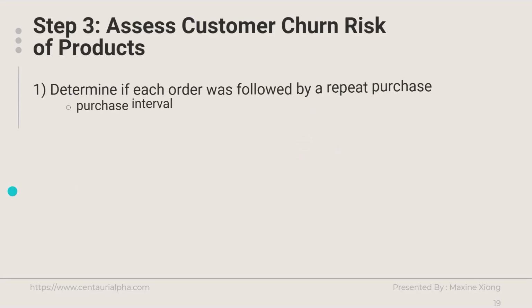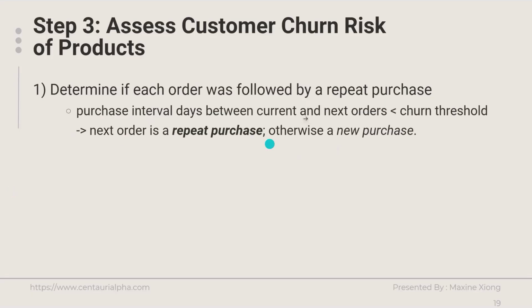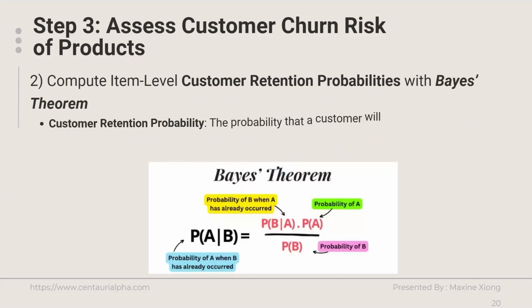To evaluate the churn risk of each item, firstly, we need to determine if each order was followed by a repeat purchase. For each customer's order, if the number of days between the current order and the next order does not exceed the churn threshold, then the next order is considered a repeat purchase. Otherwise, it is a new purchase. This step is necessary for computing the customer retention probability for each item using Bayes' theorem.